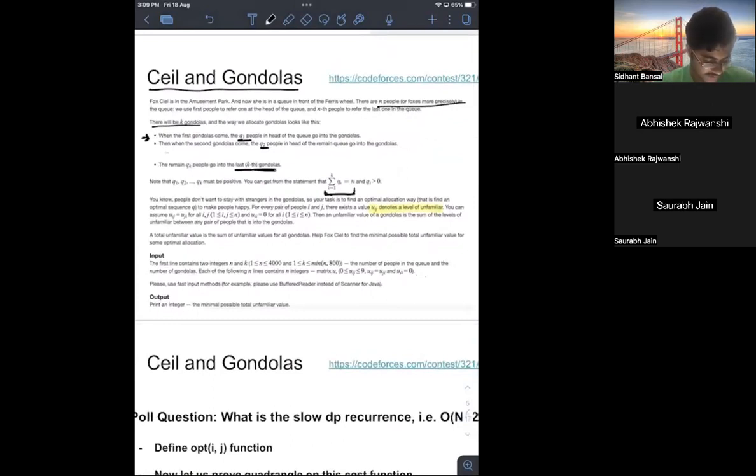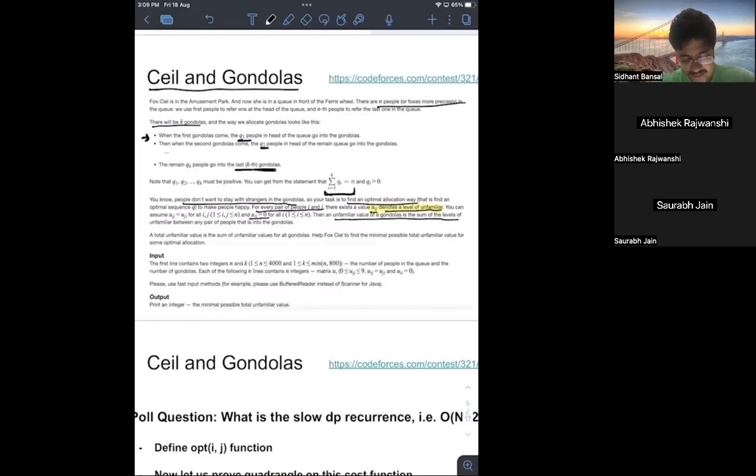This is all written here. People don't want to stay with strangers in the gondola, so your task is to find an optimal allocation to make people happy. For every pair of people i and j, there exists a value u_ij that denotes their level of unfamiliarity. You can assume symmetry on this matrix and that a person is not unfamiliar with themselves, which is intuitive.